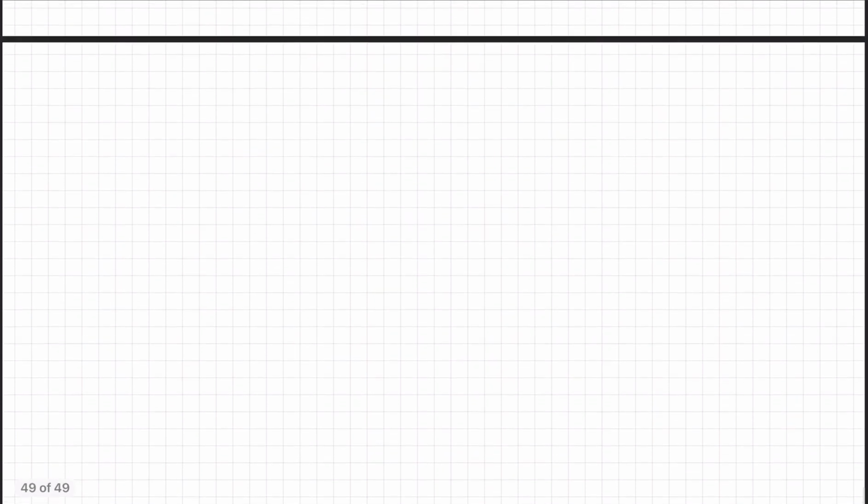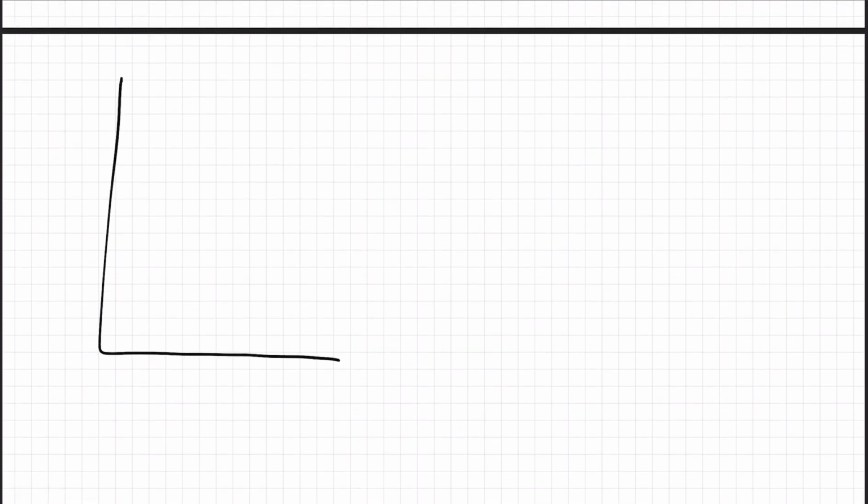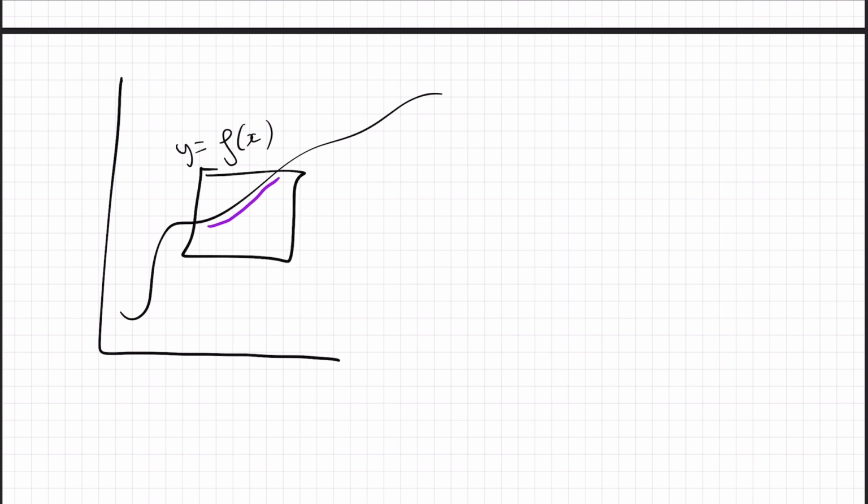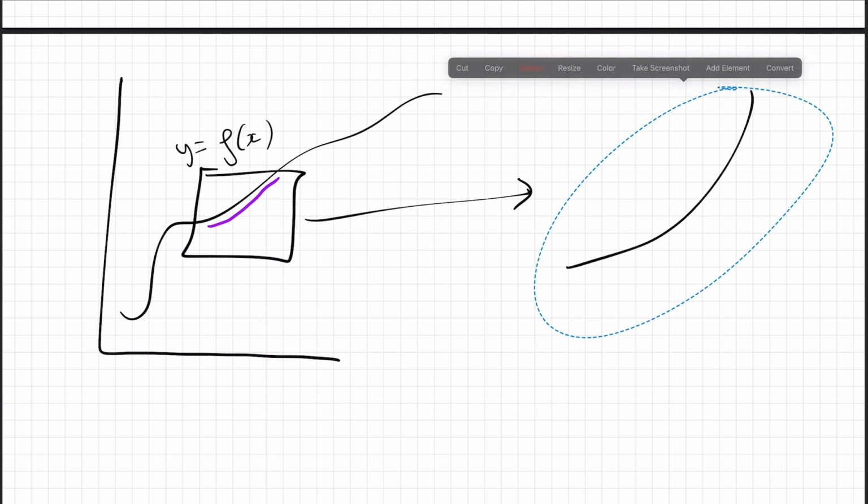So let's draw my random curve. Let's just call this f of x. So this is our curve y equals f of x. And let's say you were asked to find the length of this part, like so. What we can do is I'm going to draw a bigger version of this over here. And let's just say it's over this, like this. So this is our purple region, and we want to find the length of this.